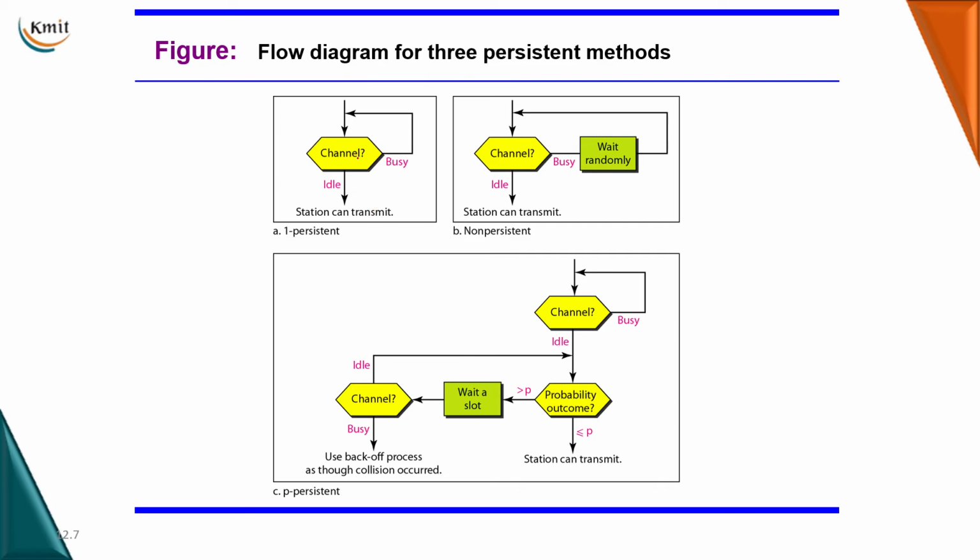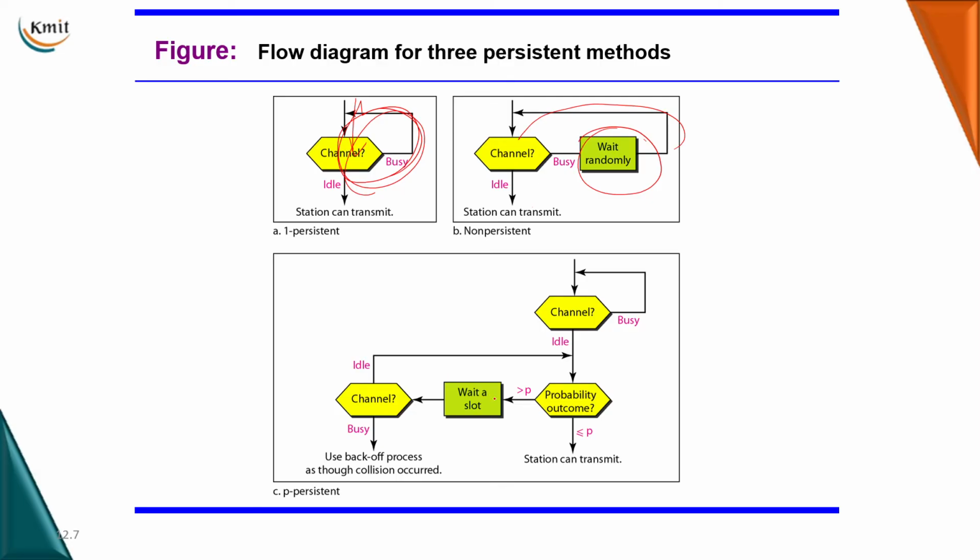You see, in one persistent, the station will be continuously sensing the channel. If it is idle, it will transmit. If it is busy, it will again check, again check, again check, continuously sensing. This is one persistent. But when it comes to non-persistent, you can see, if it is idle, it will use it. If it is busy, it will wait for a random amount of time and then sense the channel and transmit.